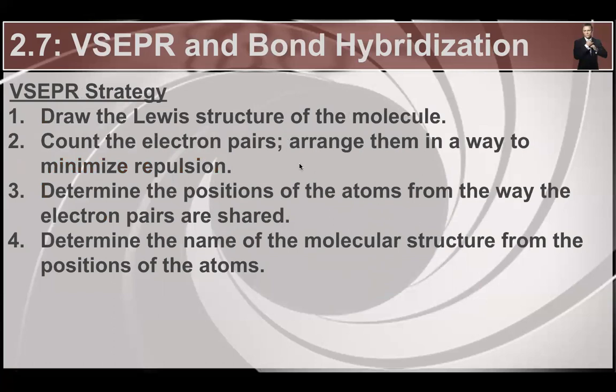So whenever you're trying to figure out the geometry of a molecule, you need to first draw the Lewis structure, and that's going to tell you how many bonding pairs and how many lone pairs you have around the atom in question. And then you're going to figure out the angles that you'll need to have to minimize the repulsion. So if there's two regions, that's going to be 180. If there's three regions, that's going to be 120. If there's 4, it's going to be 109.5, and so on.